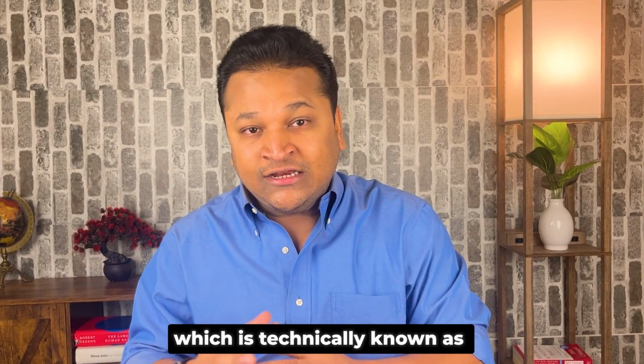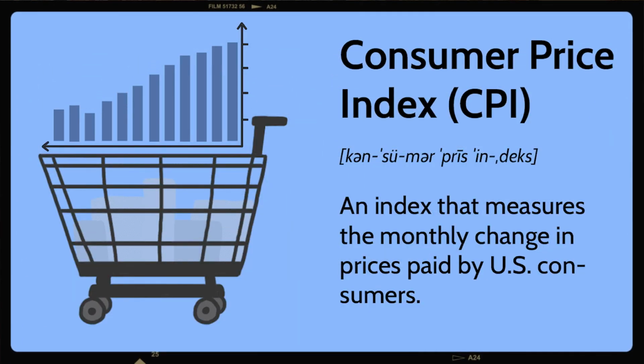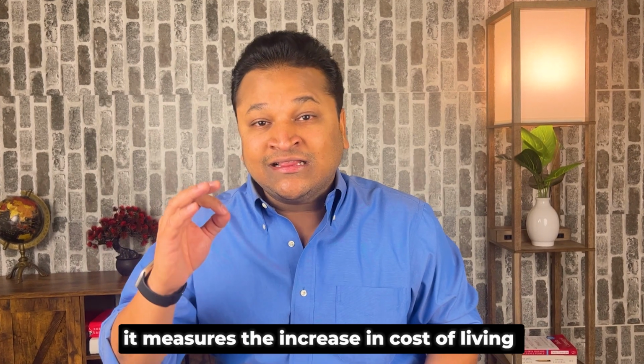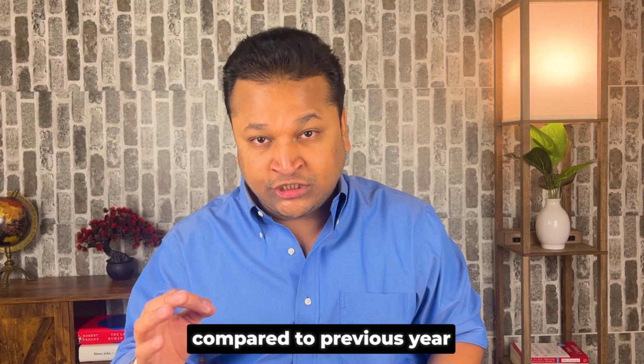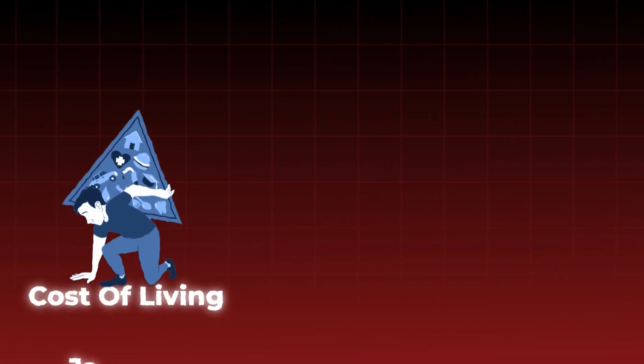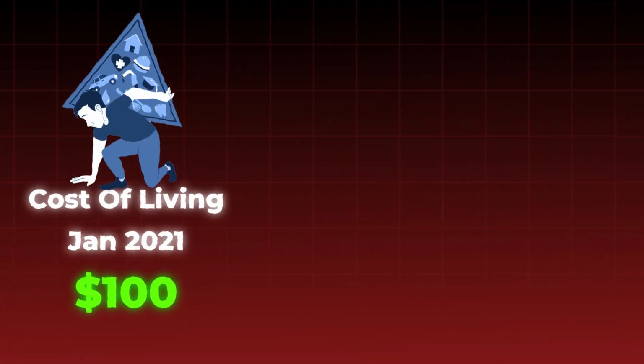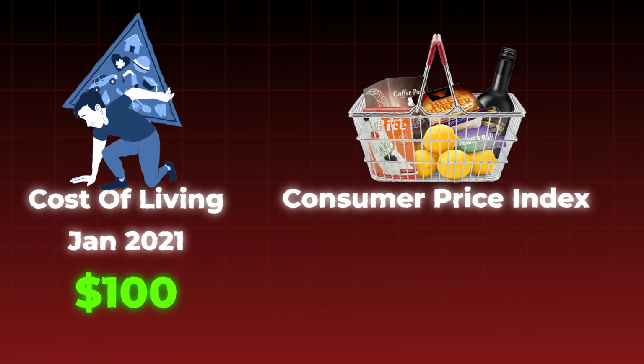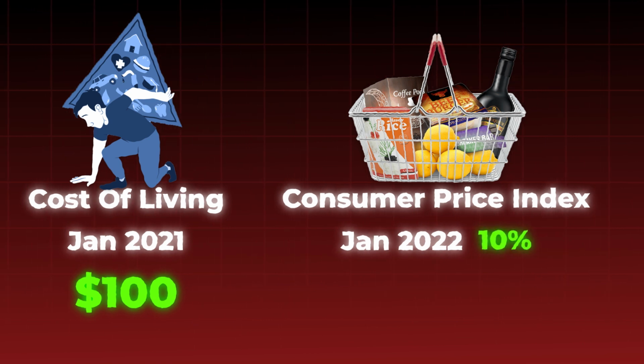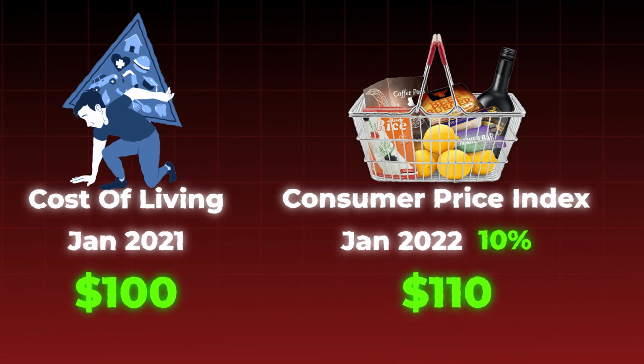Inflation, which is technically known as CPI or Consumer Price Index, is a year-on-year measure of retail price increase for a defined basket of consumer items. Or in very simple terms, it measures the increase in cost of living compared to the previous year. Let us understand through a very simple example. If the cost of living for an average person in January of 2021 was $100, and if the CPI or Consumer Price Index in January of next year, that is January of 2022, was 10%, then the average cost of living in January of 2022 increased by 10% to $110 from January of previous year.